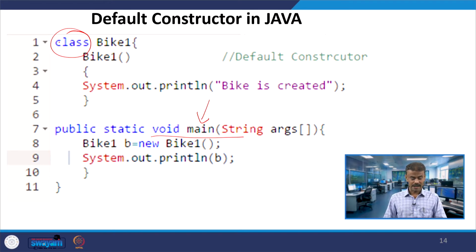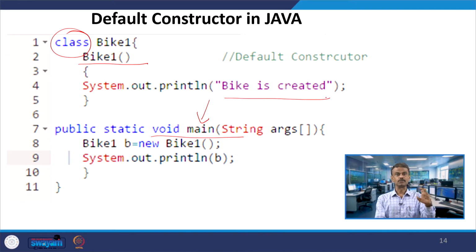So, the class bike1 and this constructor carry the same name. We know that from C++. So, we know that this is a constructor and with no parameter, therefore, you call it a default constructor. Here system.out.println is equivalent to cout, bike is created, right. So, this is what it is going to display when you are creating an object.